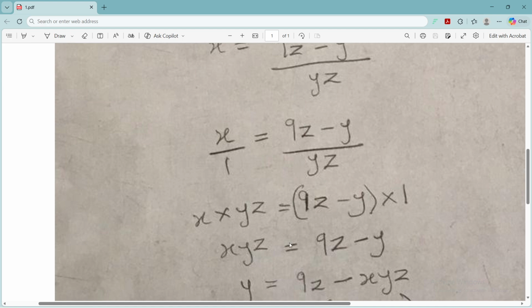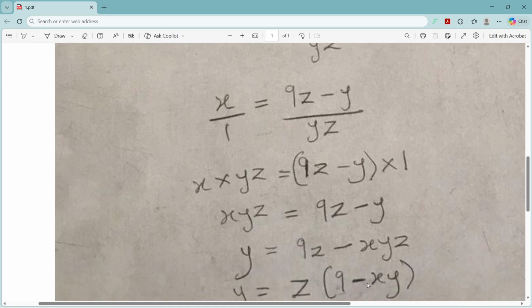9z, right? And in similar trajectory, we move xyz from the other half of the equation, which is the left hand side of the equation, to the right hand side of the equation. And because xyz is a positive variable, when it crosses the equal to sign, it will change its form to become a negative. So that's how come we have y equals 9z minus xyz, right?